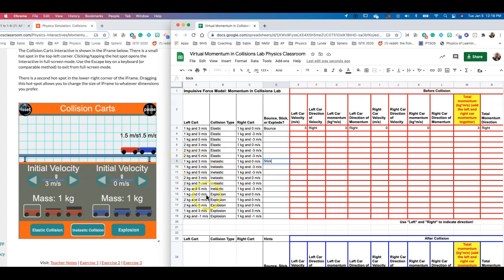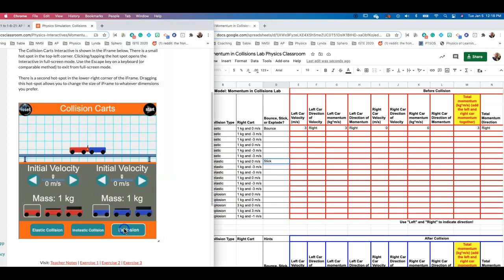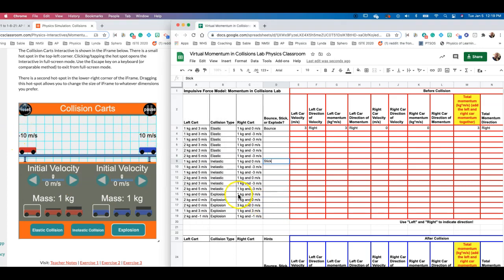The last one is an explosion. And when you do explosion, you're going to notice both cars are going to be together. Notice they both have a mass of 1 and they both have 0 initial velocity. And then when you start it, and it goes, you'll see that this one's -10 and this one's +10 in the end. So that is the explosion, and that one we can just term explode.